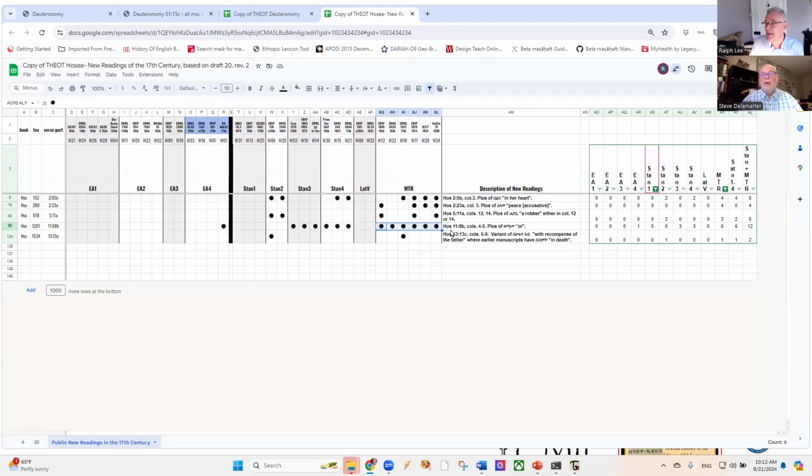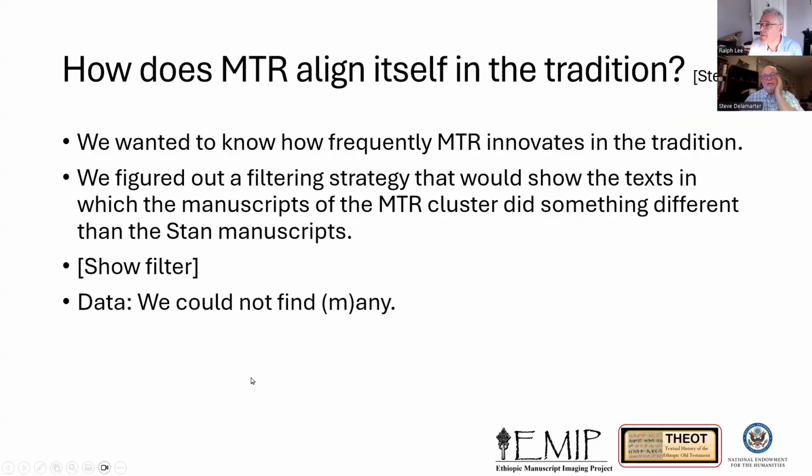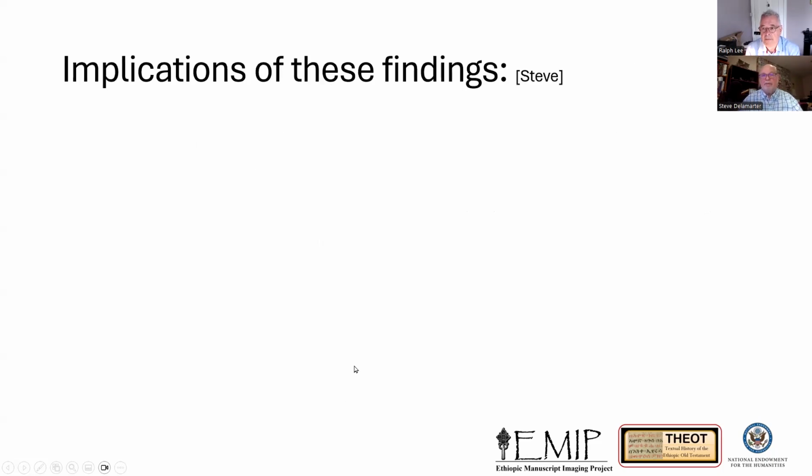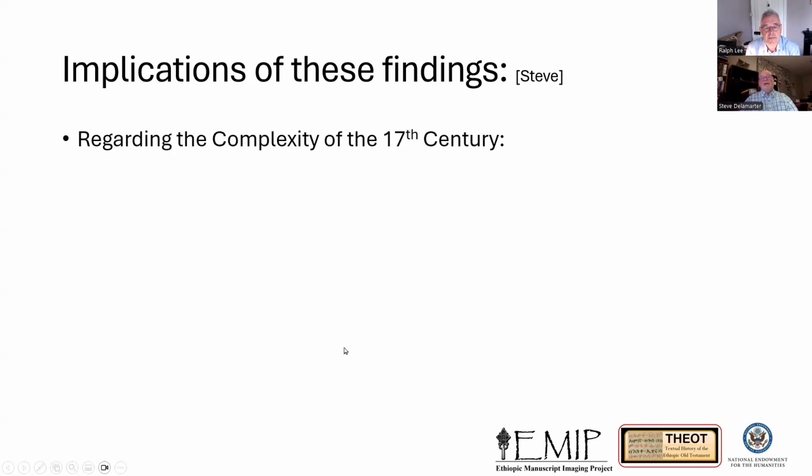Yes, exactly. So we show the filters, and we couldn't find any, and this supports the conclusion that MTR was not an innovative step in the textual history, but primarily an affirmation of the standardized text form. So the implications of these findings, wow, the first thing is there's just a whole lot going on in the 17th century.